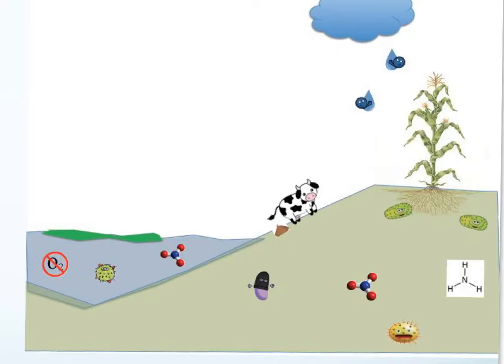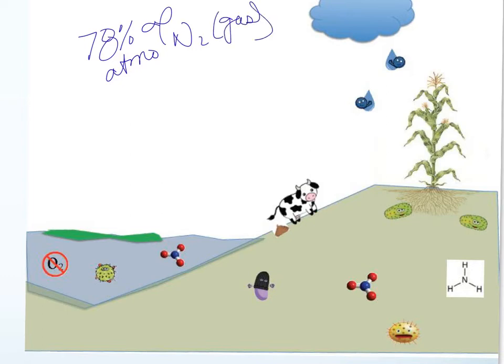let's make a note of that up here at the top. So 78% of the atmosphere is N2, nitrogen gas. Right? That's an important fact that we want to know. So 78% of the atmosphere is N2 or nitrogen gas.